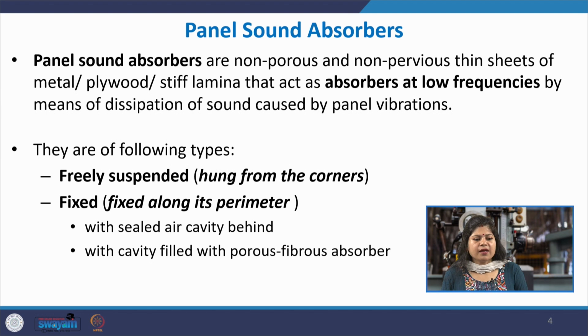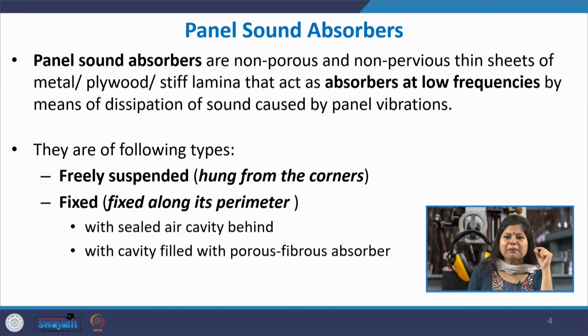So, let us see, as the word suggests, panel sound absorbers. What is a panel? In mechanical engineering, typically a panel is a thin plate of metal or a thin plate of wood. Basically, it is a thin plate which is non-pervious and non-porous, and stiff enough that it acts like a rigid body. So, it is not like a stretched rubber band, which would become a membrane, but rather like a thin sheet of metal or a thin sheet of wood.